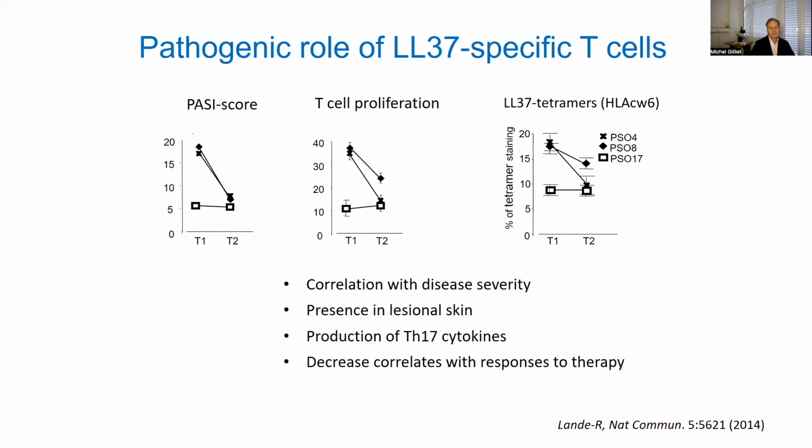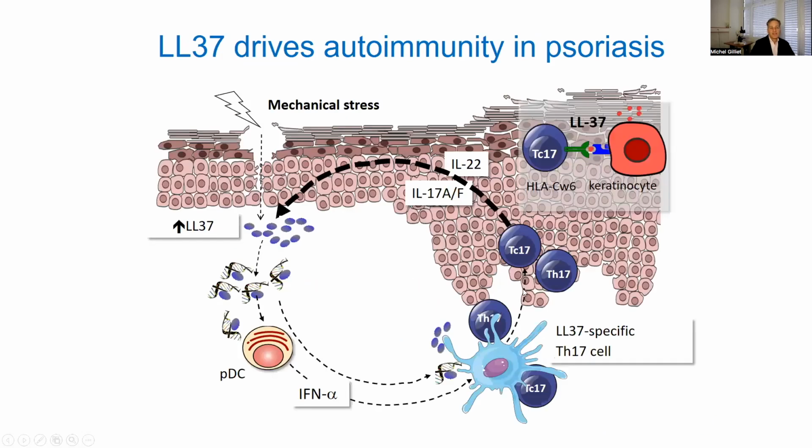Indeed, they correlate with disease severity. We found them in lesional skin, and they produce Th17 cytokines, which are pathogenic in psoriasis. So this is the model we proposed. L37 is produced upon mechanical stress, forming complexes which activate PDC interferons.